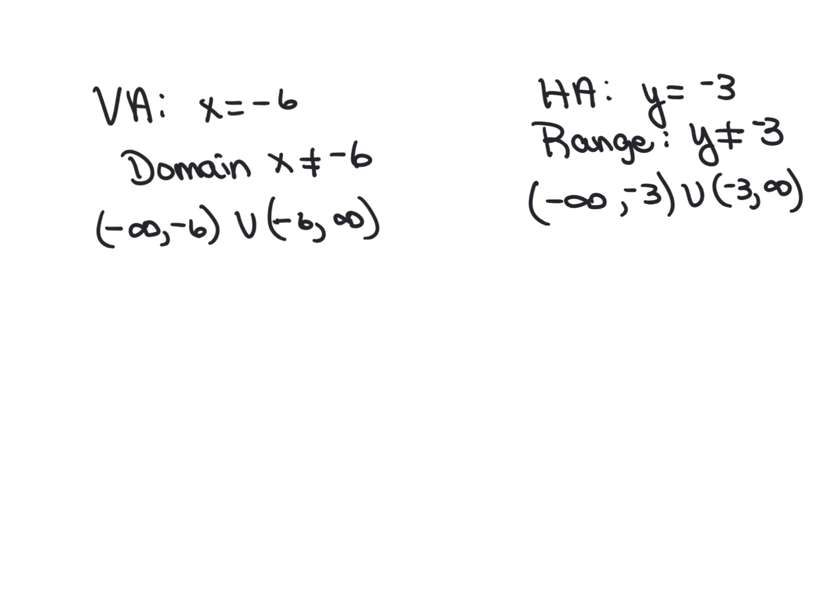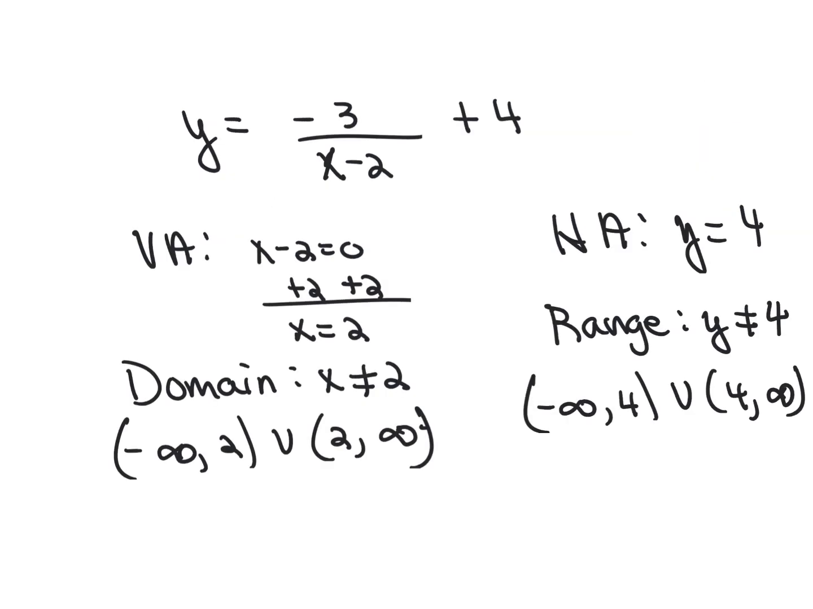The horizontal asymptote, being y equal negative 3, means that your range, y cannot equal negative 3. And to get your range, it is written in the same format as your domain. It is going to be from negative infinity to negative 3 union negative 3 to infinity. So the first thing that you want to do is find that vertical asymptote and horizontal asymptote.